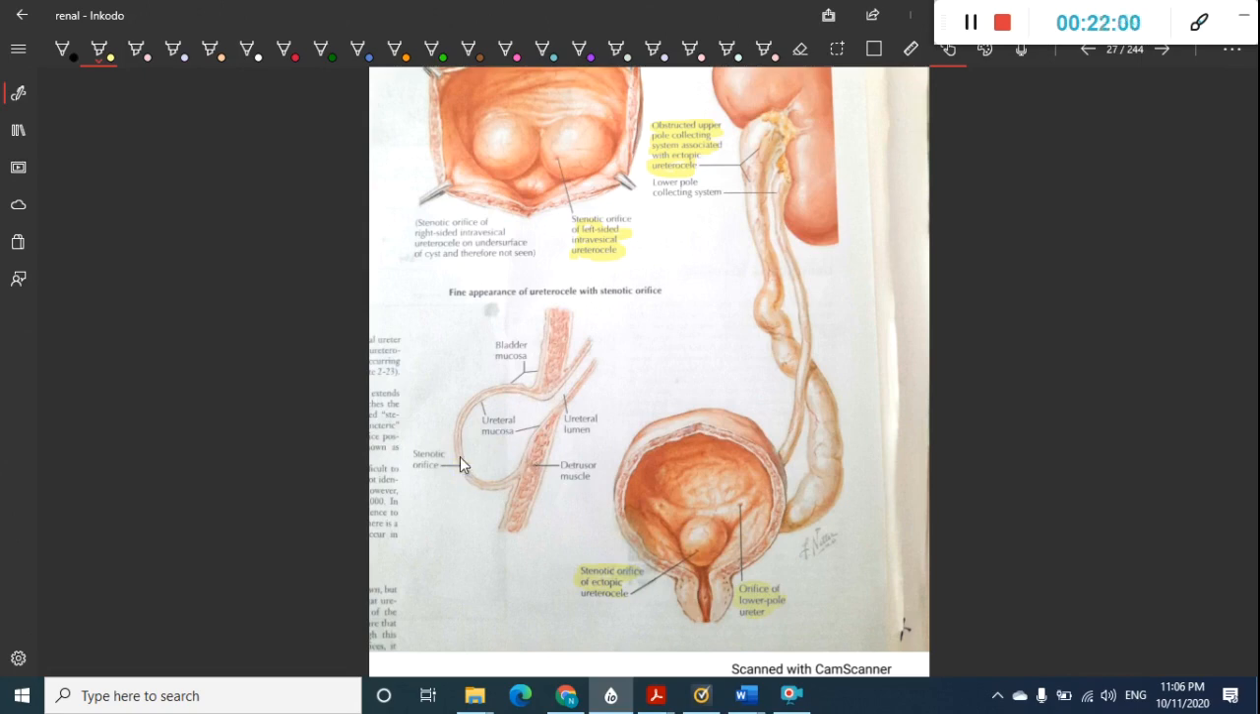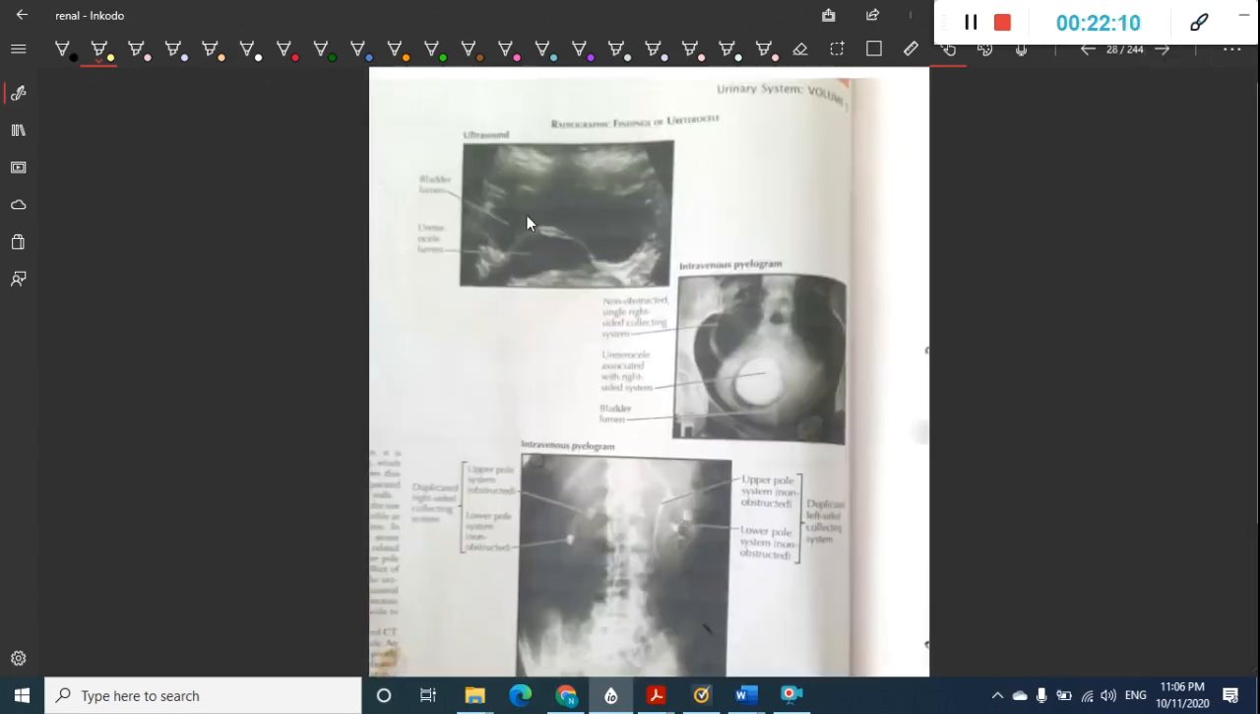This is the stenotic orifice which is seen here. This orifice is stenotic, thus leading to the obstruction. Right, now what are you going to see?